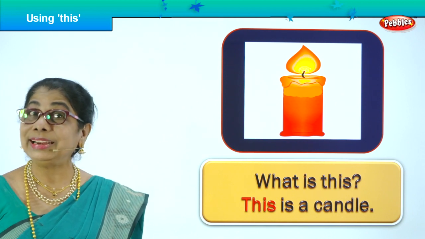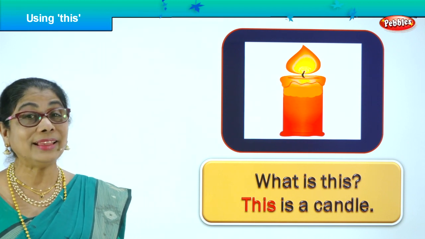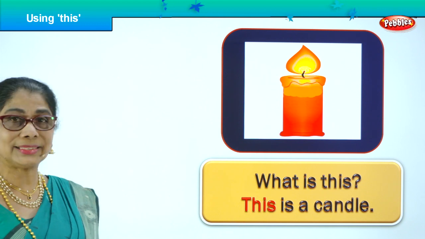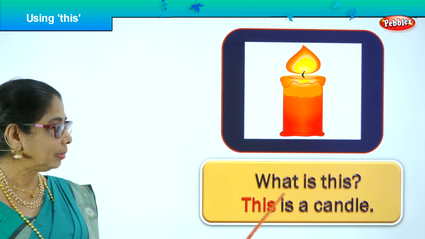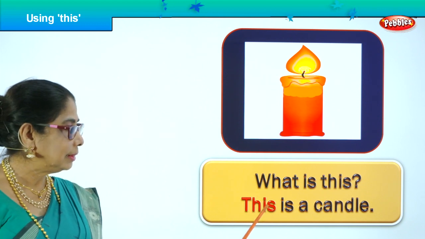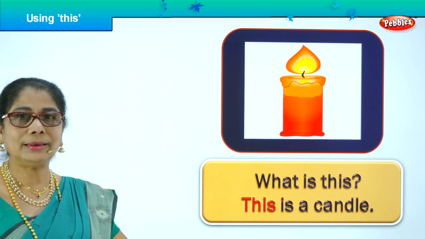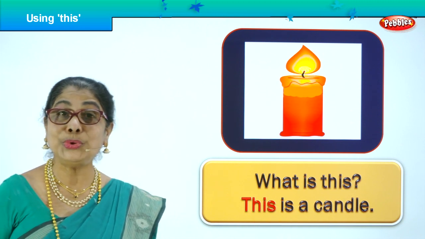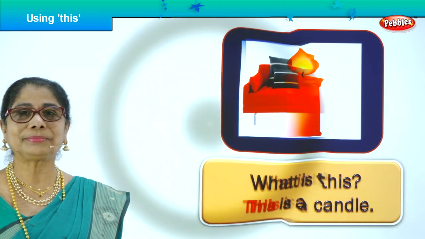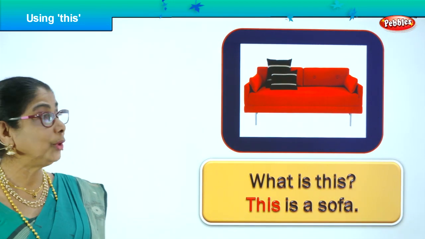We are learning to read the question. We are learning to read the answer. The use of this in the sentence. What is this? This is a candle. Shall we look at another new picture? See what you have here.